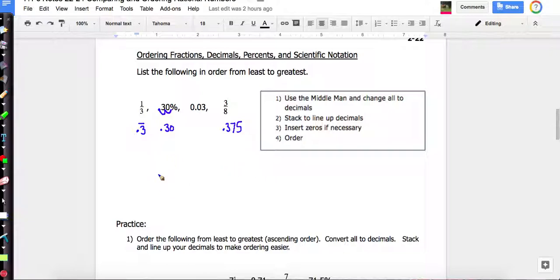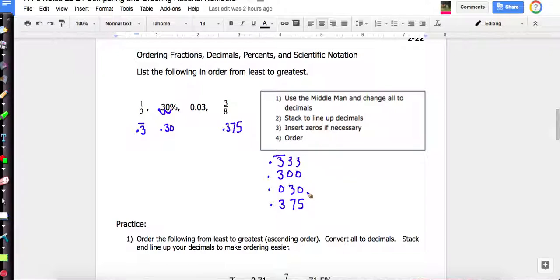So I'm going to save this room so I can order right here. I'm going to come over here to stack them. So we have 0.3 repeating. We have 0.30. Make sure you're writing this down. We have 300ths, and we have 0.375. Now here I'm going to drop zeros. Here, what am I going to drop? Not zeros, I'm going to drop 3's.